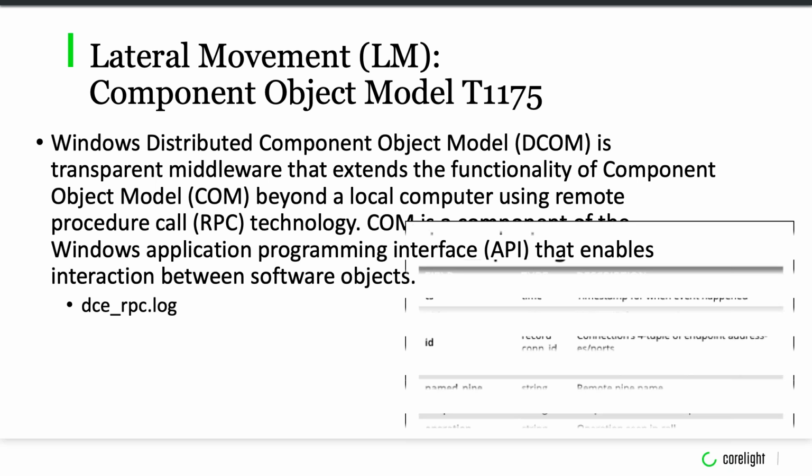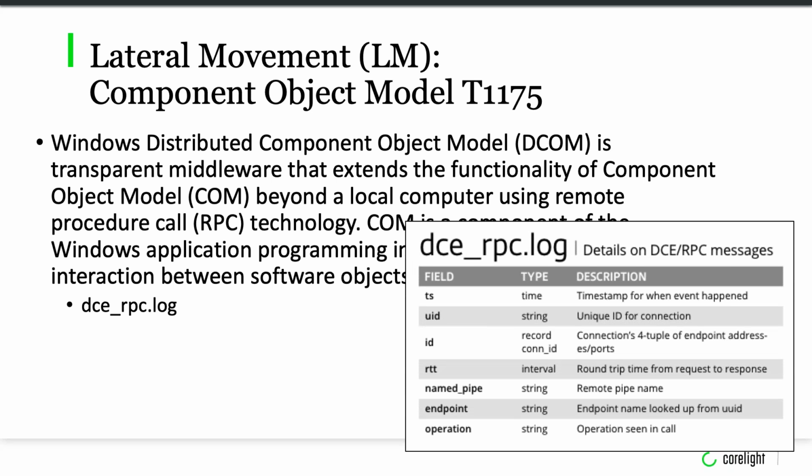In this case, Zeek provides visibility through the DCE RPC log. As you see on the right, the log is very succinct in its presentation. There are things particularly interesting: named pipes, endpoints, and operations. And I think it's important to note that there's been discussion in some sites about extending this to possibly parse class identifiers.